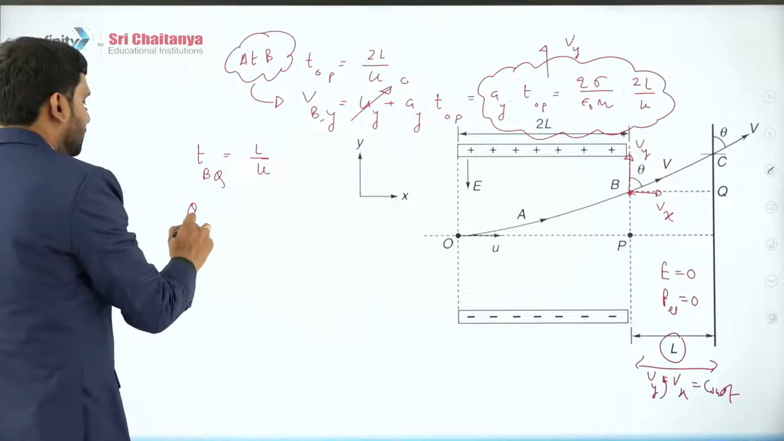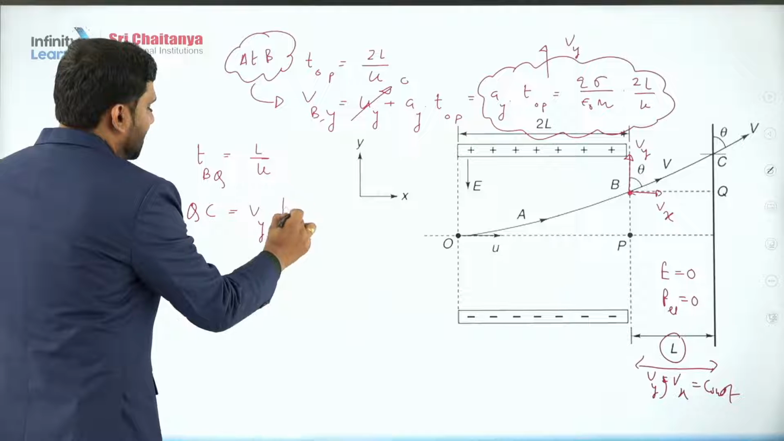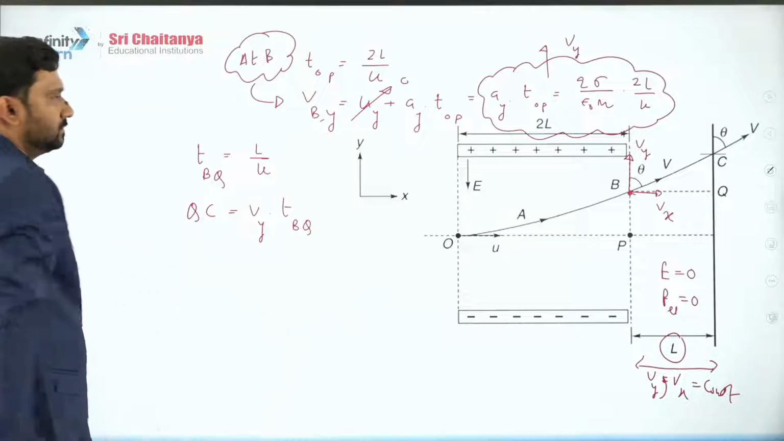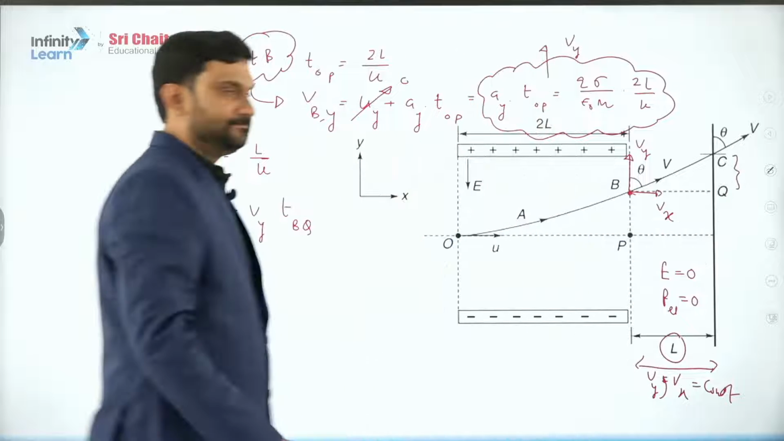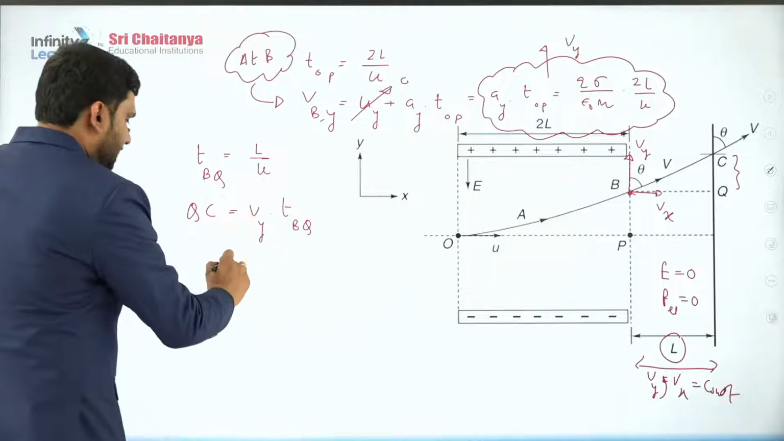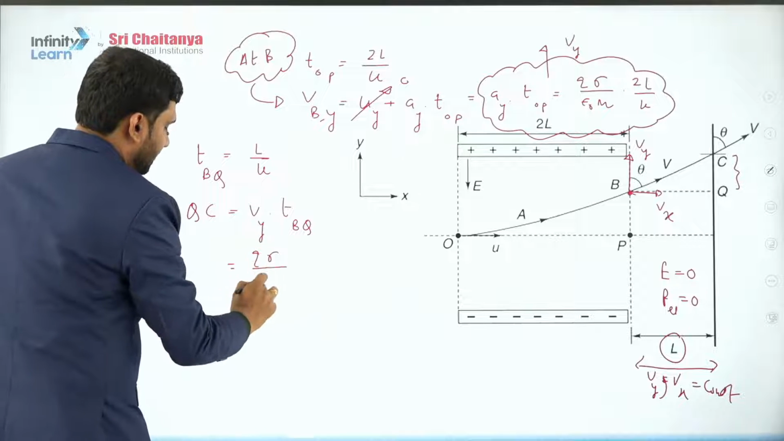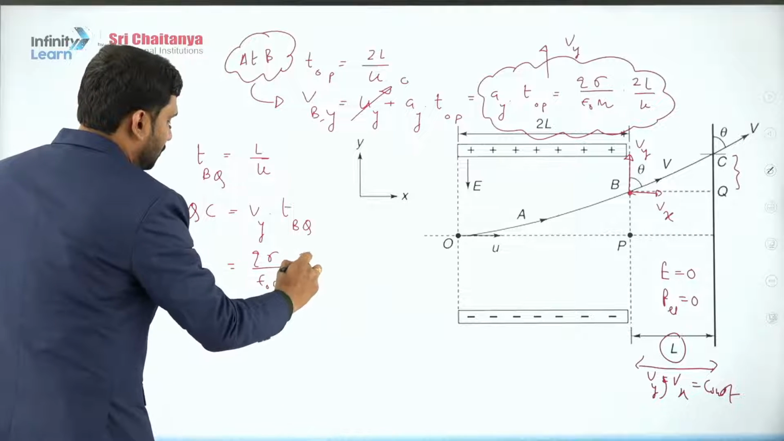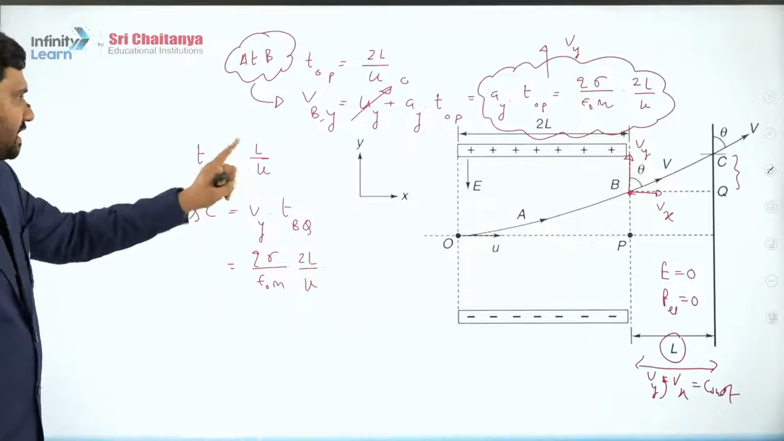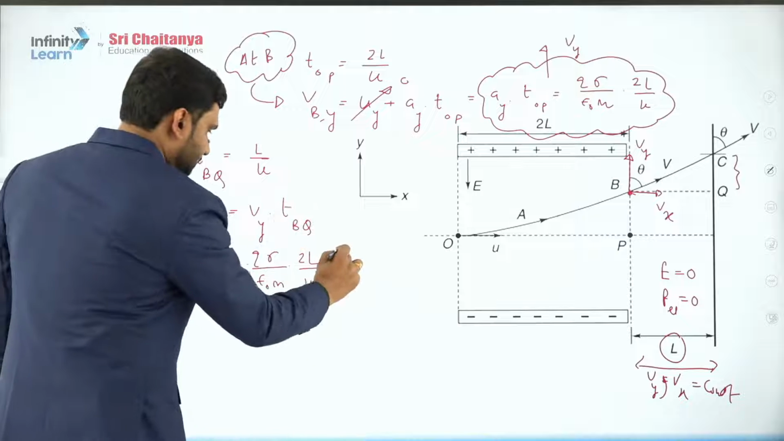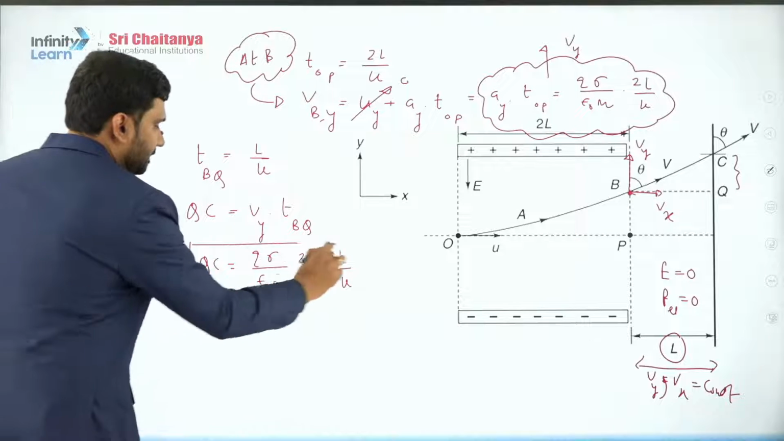So Vy is remaining constant. What can I write about Qc? Qc is simply Vy into journey time from B to Q, correct? So what can I write? Vy I already got, q sigma by epsilon naught m into 2L by u, that into journey time from B to Q, I have already got it, L by u. So that is Qc.